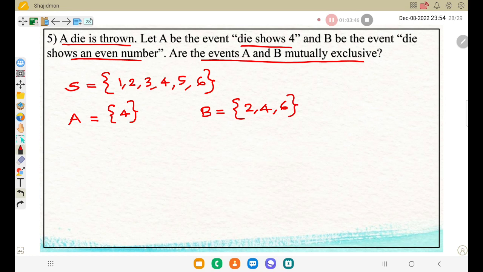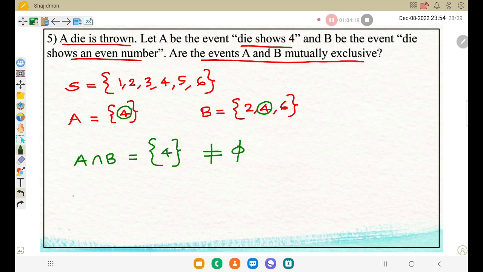Correct? Now what we need to do here? The question: are A and B mutually exclusive? What we need to calculate for mutually exclusive? We need to check what A intersection B equals. What are the common elements? Is there any common element? Yes. What is the common element? Number 4 is common in both. So A intersection B is number 4. So it is not equal to empty, not the empty set, because number 4 is there.